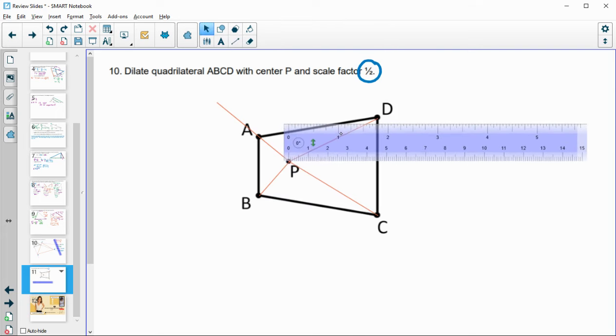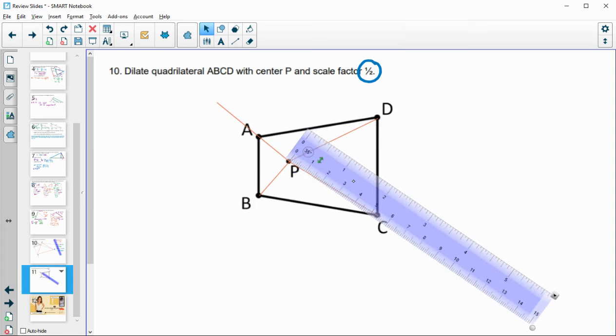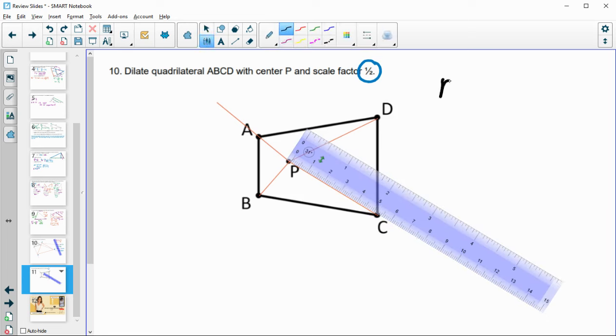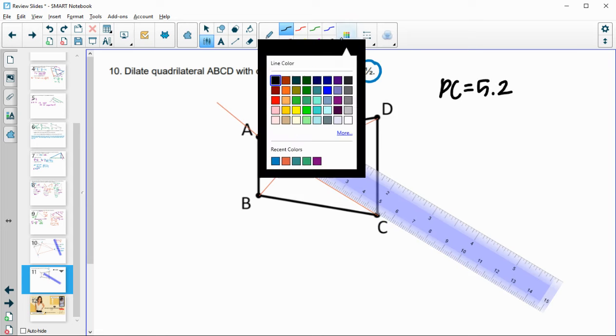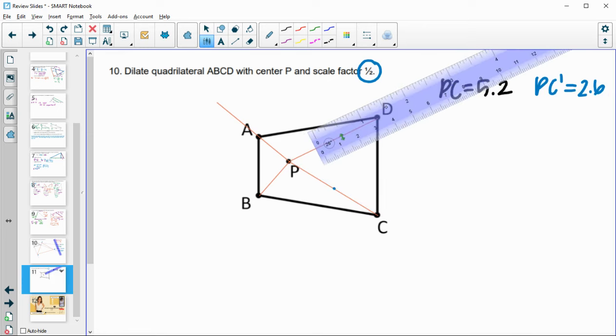So then go ahead, set your ruler on P, and then measure out to one of the points, whatever one you want to do first. So this one, PC is equal to 5.2. So then when I go and find C prime, I'm just going to multiply 5.2 by 1/2. And so then this is going to be 2.6. So then I'll measure out to 2.6. There's C prime. Okay, go to the next one.